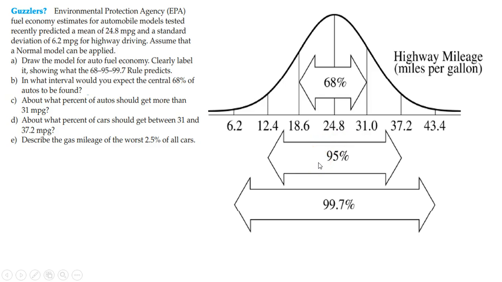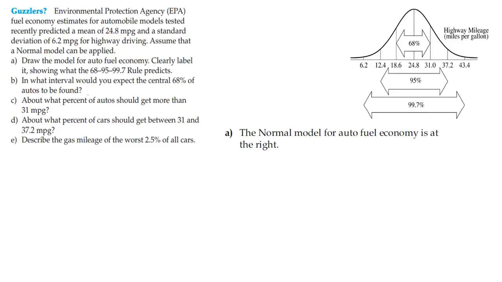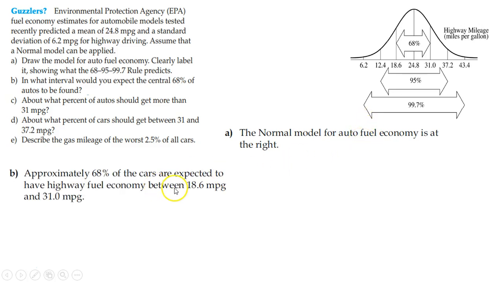Then it says, in what interval would you expect the central 68% of autos to be found? So you're supposed to look at that and be able to decipher. If you're looking at that, you've got the normal model, all right? Approximately 68% of the cars are between 18.6 and 31. That's where 68% of them are. About what percentage of autos should go more than 31?